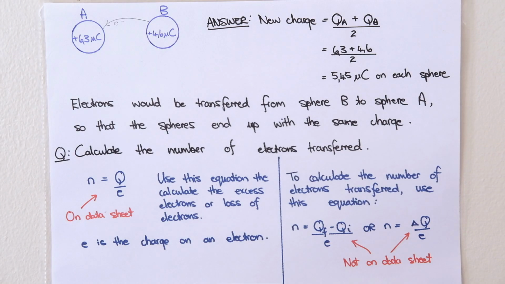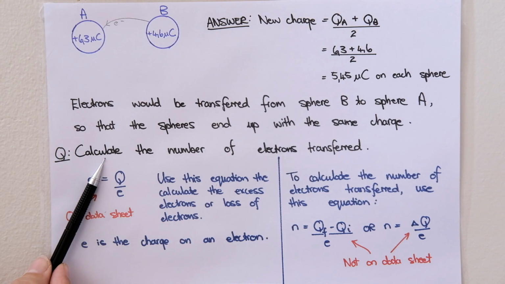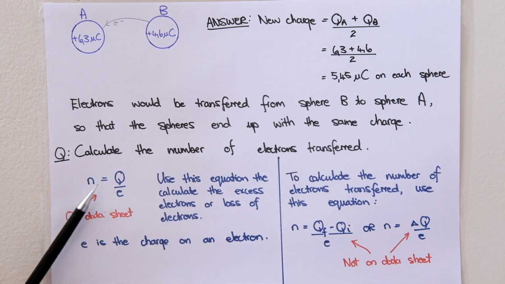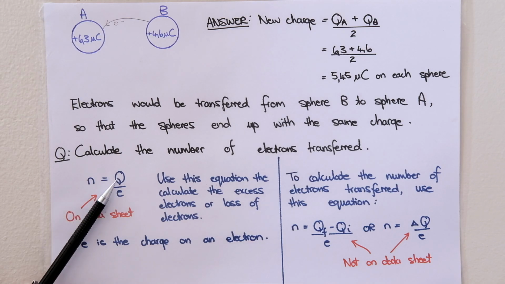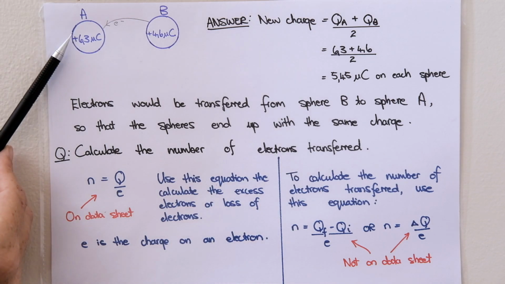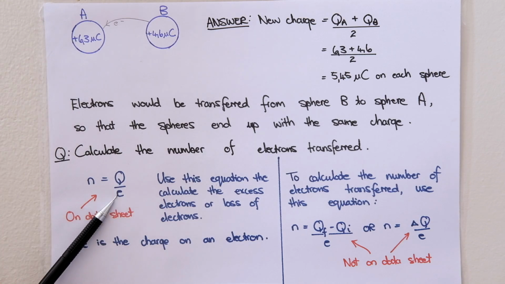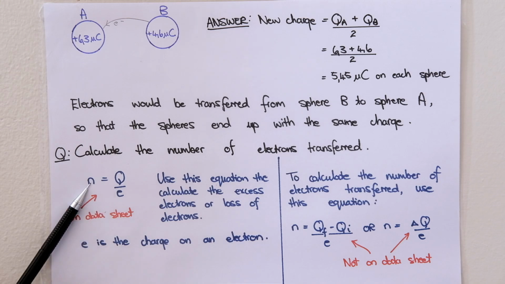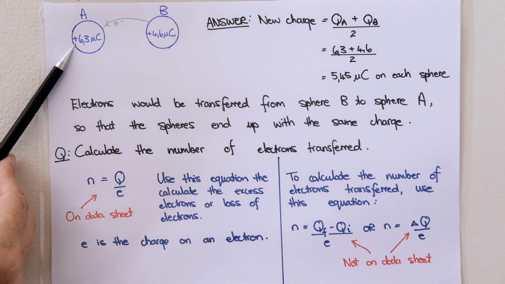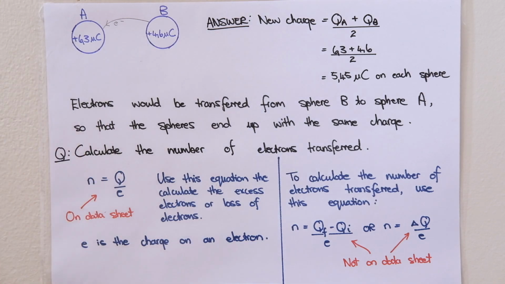Another question that they could ask you is to calculate the number of electrons that are transferred from the one sphere to the other. We're first going to look at this equation, which is on your data sheet. You use this equation to calculate the number of electrons: the actual charge on the sphere, divided by the elementary charge, which is the charge on an electron on your data sheet, would give you the number of electrons that have been removed. You can do the same for the other sphere and work out how many electrons have been removed.